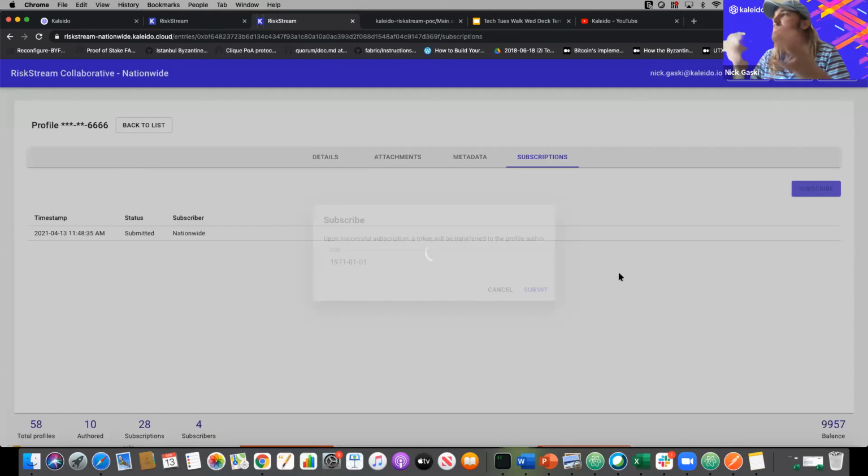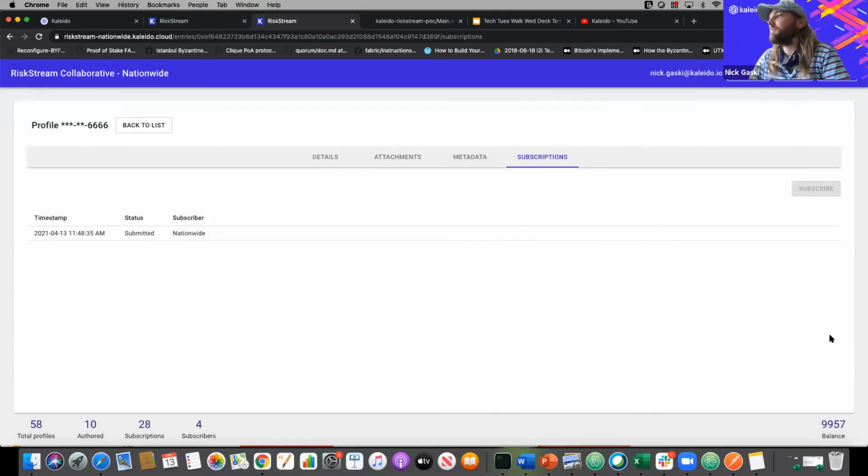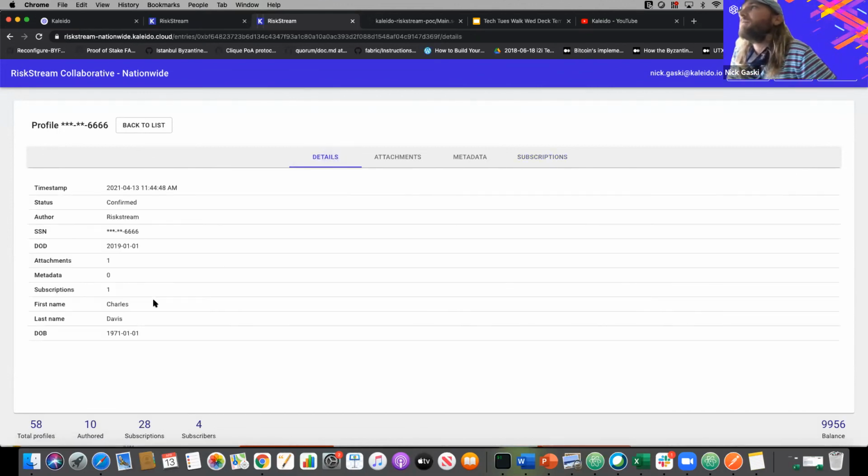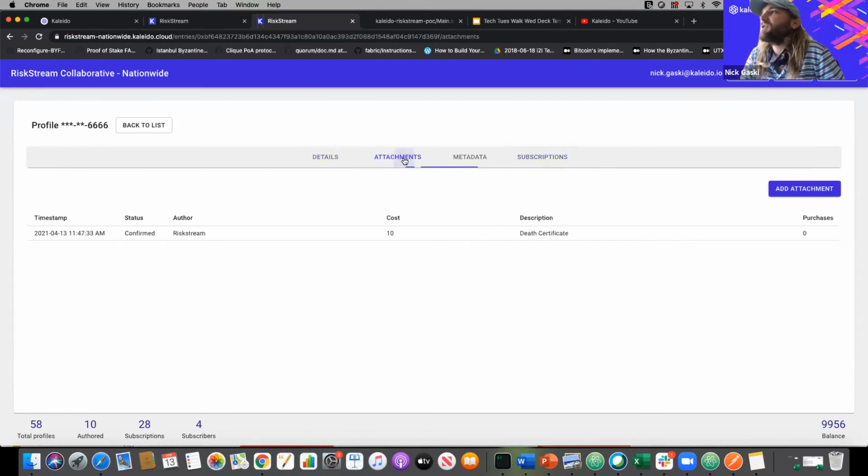And this is going to be the ACK from RiskStream saying, yep, that is the right date of birth. You gave me the good stuff. We see that we decremented a token right here. And now we can go back to the details and we see that we have all of that private data. But maybe even more powerfully, what we see now is we have the ability to purchase this attachment right here, this death certificate that took a lot of effort and something that's going to really save us a lot of time inside of this ecosystem.